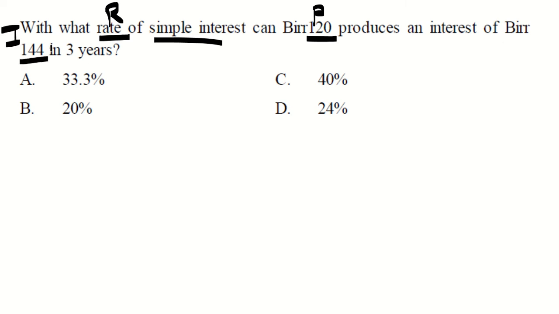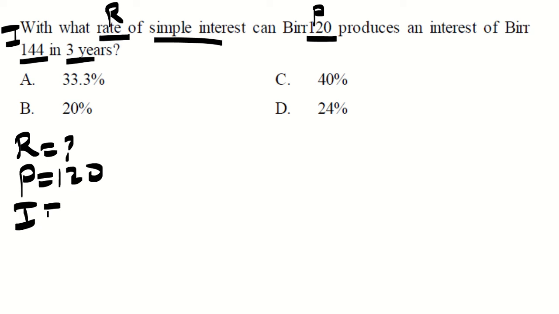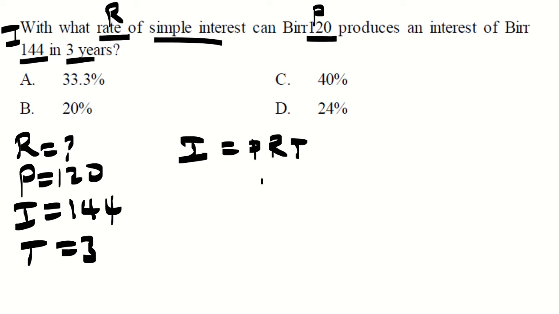This is the interest and the time is given to you. So the rate is asked: the principal, the original money, is 120, the interest is given as 144, and the time is 3 years. We know that interest is equal to PRT. This is the beginning formula. We need to find R, so we can divide both sides by PT to cancel and get R.